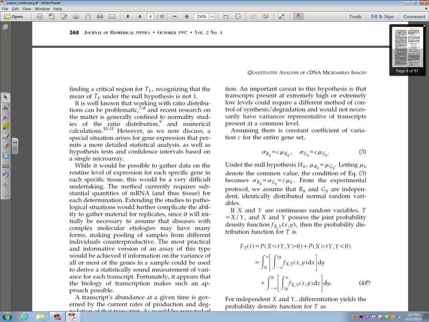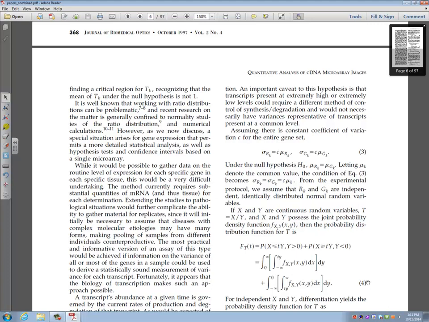So if you let mu k denote the common value of the mean of both the red and the green at the kth spot, the condition of equation 3 tells you that the standard deviations are also going to be the same for both the green and the red. And from the experimental protocol, we are assuming that the red and green are independent, identically distributed normal random variables. So now you're going to do some math to calculate the density of this ratio x over y.